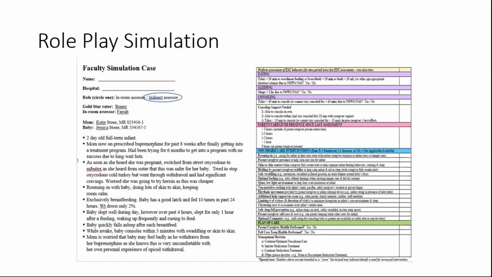Well, to me, it sounds like baby's eating pretty well, 10 times in the past 24 hours with a good latch. Yes, weight's down a little bit. Been sleeping well except for the past 4 hours. So is this baby really just cluster feeding? Because it does calm and settle. It consoles within 3 minutes with swaddling and skin to skin. I guess those are my thoughts.